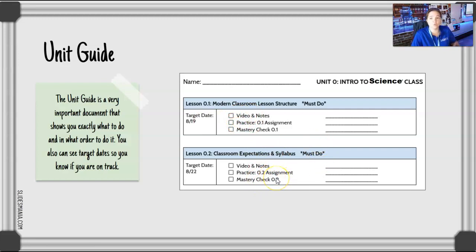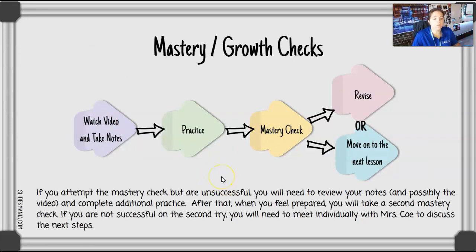These are must-dos. You must do them to get to the mastery check. There are some should-dos. So say you fail the mastery check, you go back and you do the should-dos. All right, if you attempt the mastery check but are unsuccessful, you will need to review your notes, and possibly the video, and complete additional practice. After that, when you feel prepared and ready, you can take that second check. If you are not successful on that one, you will need to meet with me individually to discuss what you're going to do next. So like this: watch video, take notes, practice, labs, mastery check.